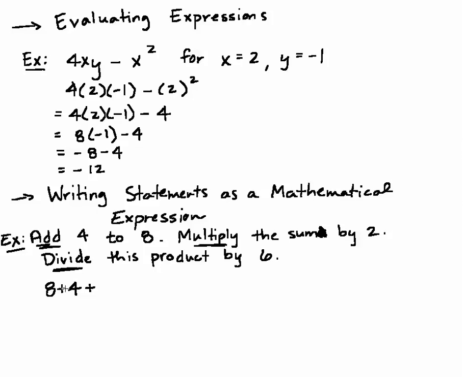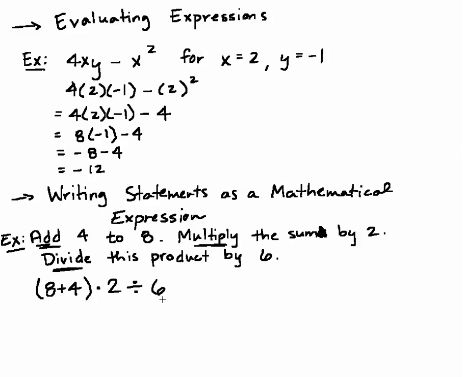I'm actually going to write my 8 in front, because that's the typical protocol. When we're adding 4 to 8, we put the second number in front. Same thing with subtraction. So we're going to add 4 to 8, and then we're going to multiply this number by 2, and then we're going to divide the product by 6.